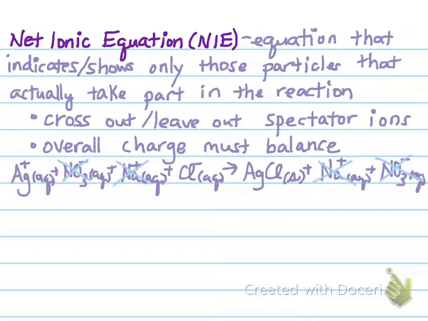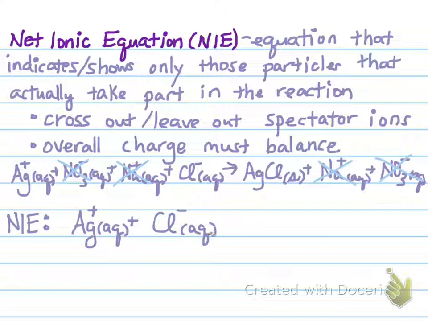So to write our net ionic equation, we take the complete ionic equation that we've written and we rewrite it, but we leave out the spectator ions. So we end up with Ag+ aqueous plus Cl- aqueous yields AgCl solid. And pretty much in this reaction, that's all that's happening.